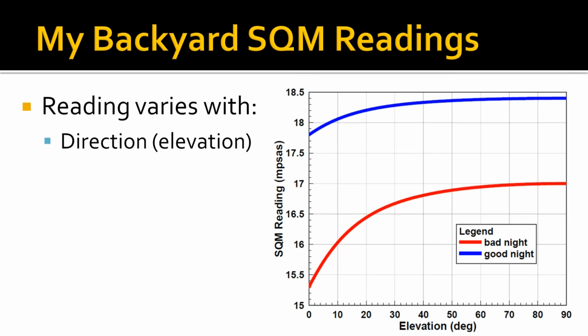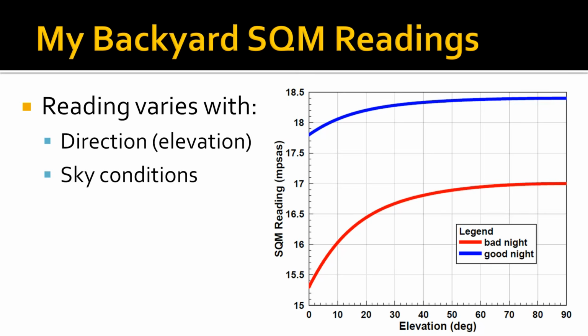The reading also changes significantly with the condition of the sky on the particular evening. The presence of fog, haze, smoke, or high-altitude ice crystals can all impact how much of the city's light pollution is scattered back towards the ground.